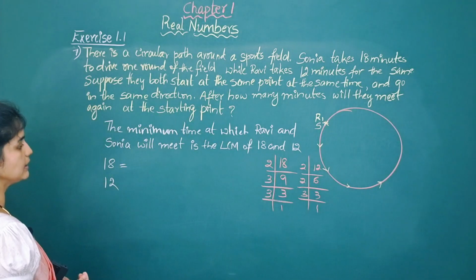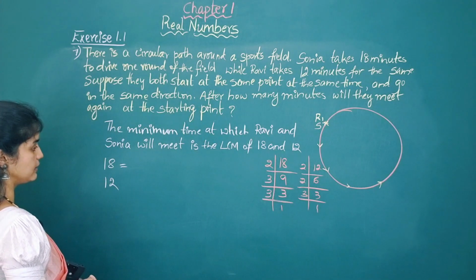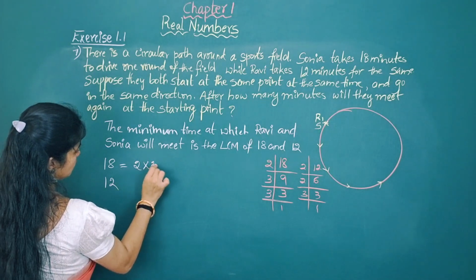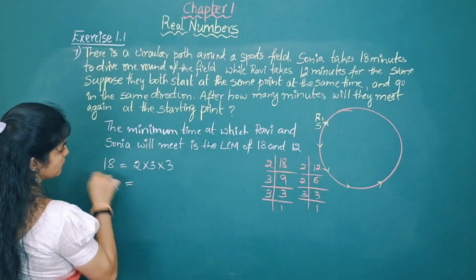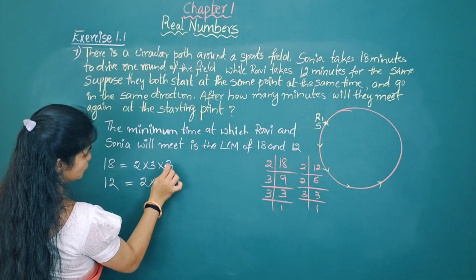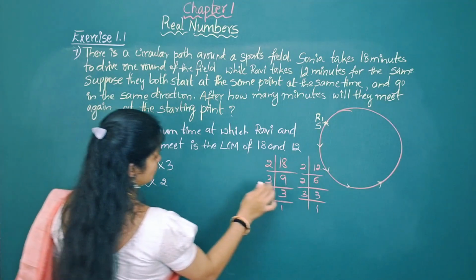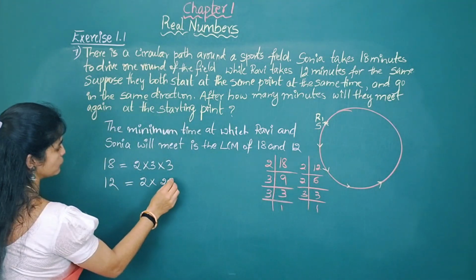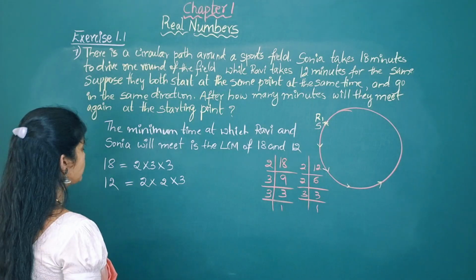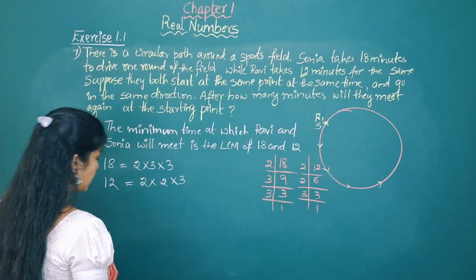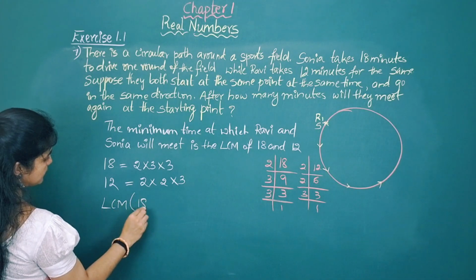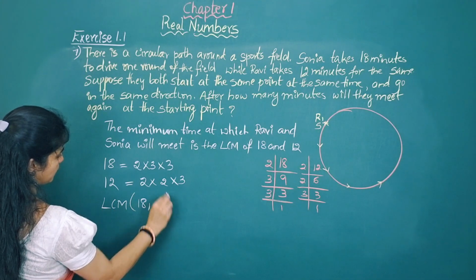So now writing the prime factors of 18. We have 18 is nothing but 2 into 3 into 3. 12 is nothing but 2 into 2 into 2 into 3. Okay. So we have written the factors of 18 and 12. Now we need to find LCM, right? So LCM of 18 and 12.